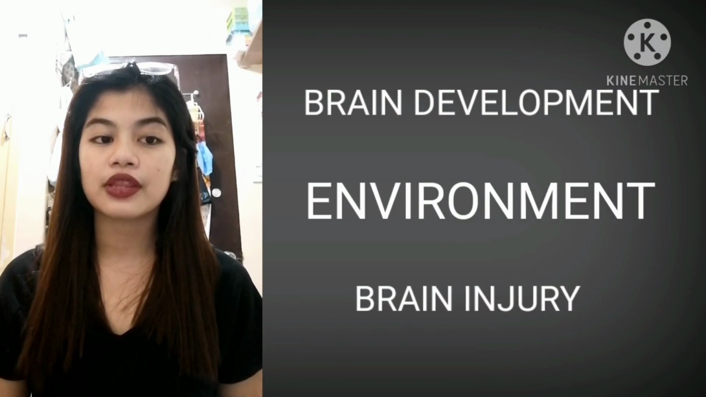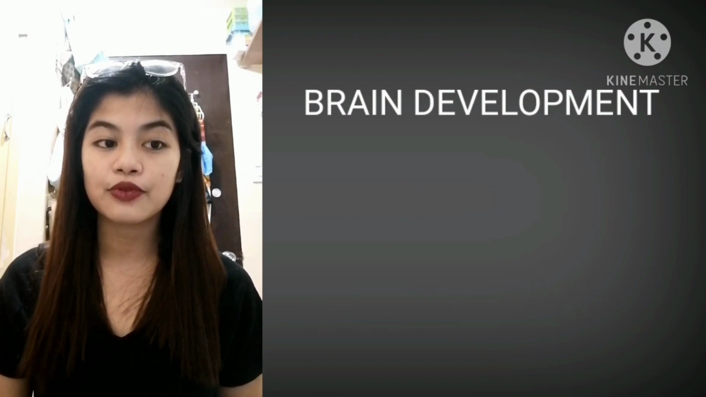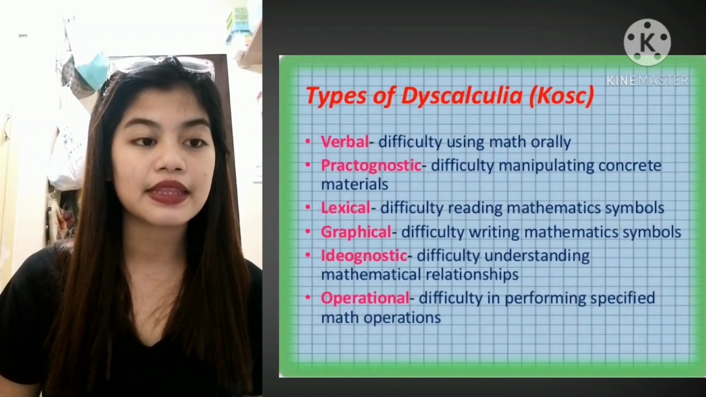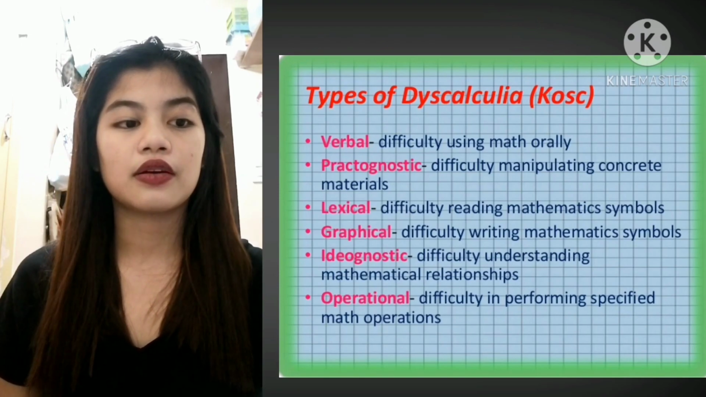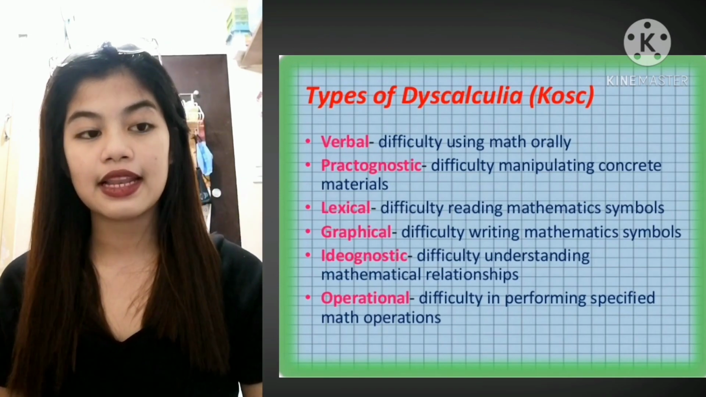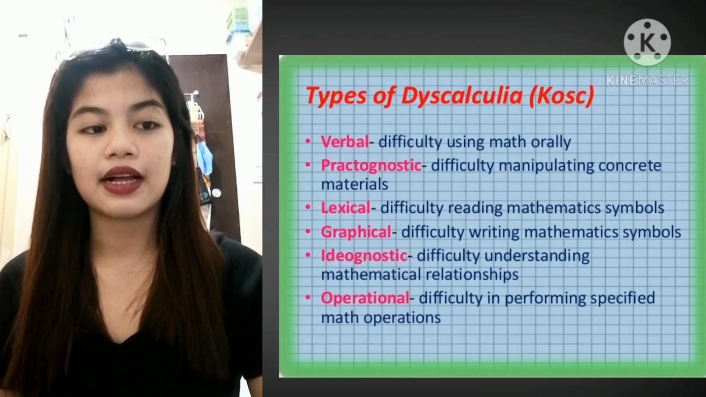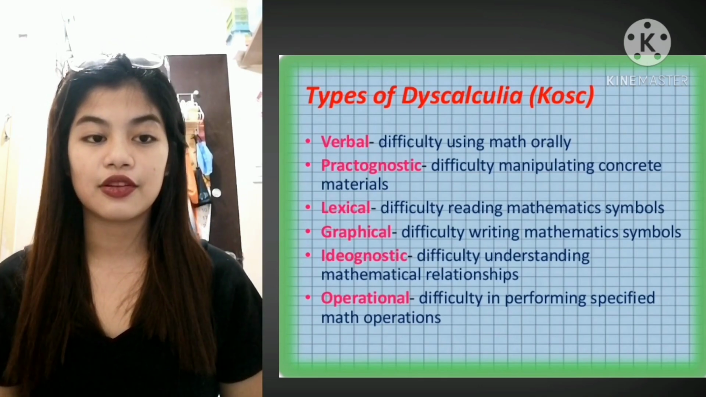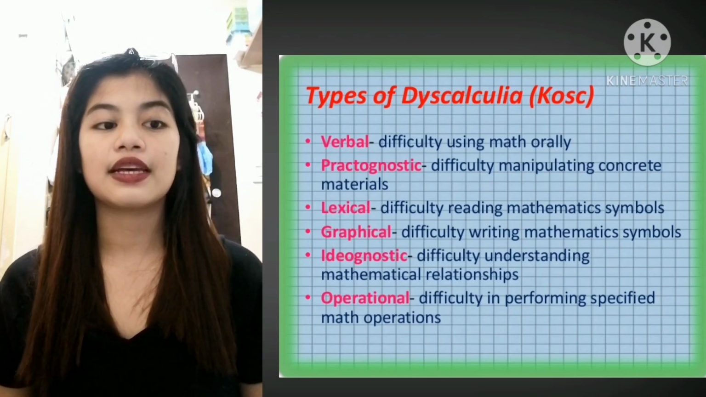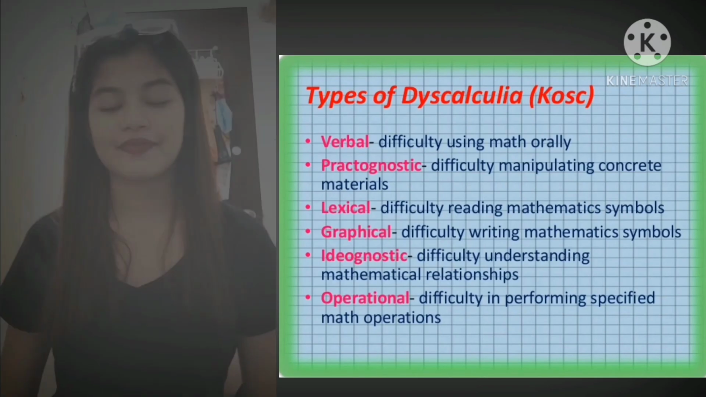There are many levels or types of dyscalculia that can help to know if the child or a student has this kind of learning disability, or what we call dyscalculia. And those are verbal dyscalculia, practognostic dyscalculia, lexical, graphical, ideognostical, and lastly, operational dyscalculia.